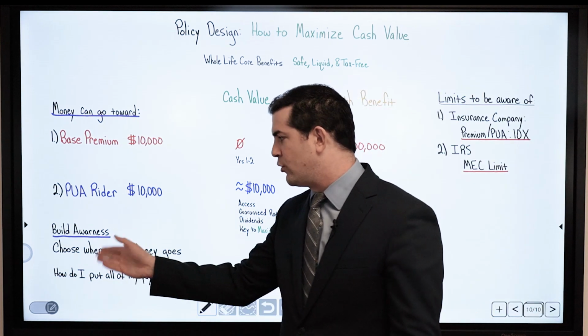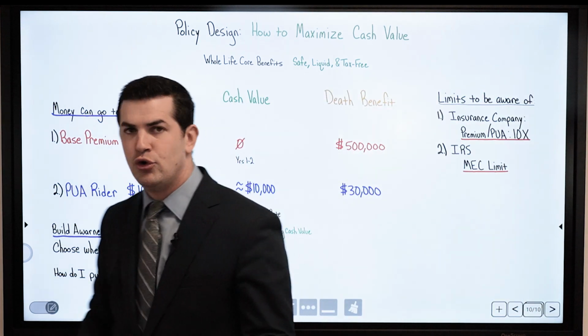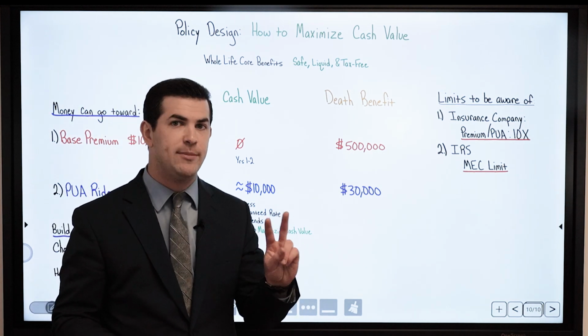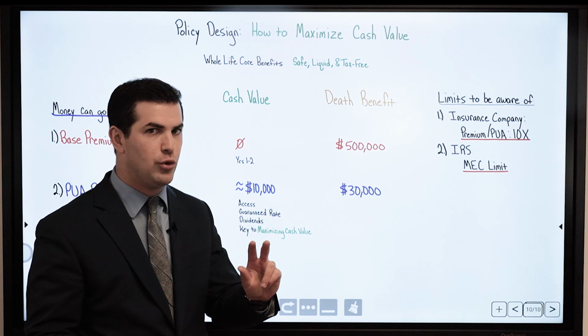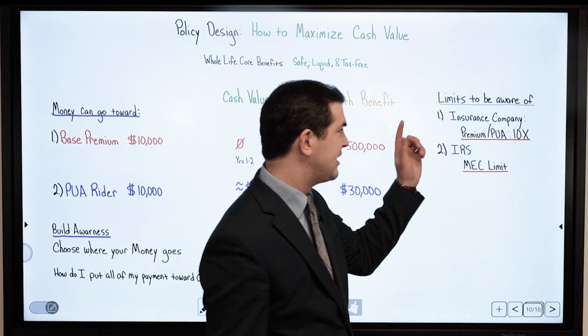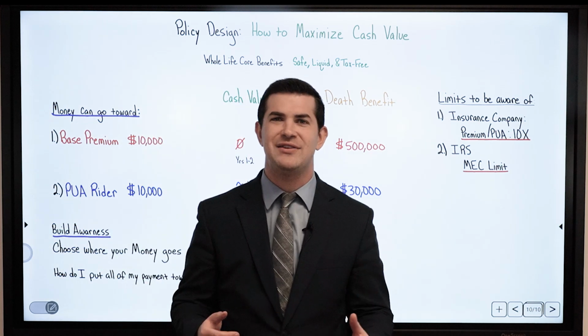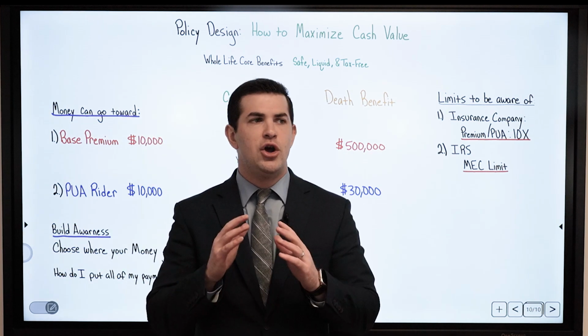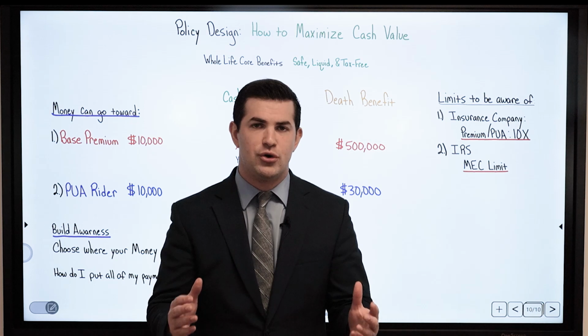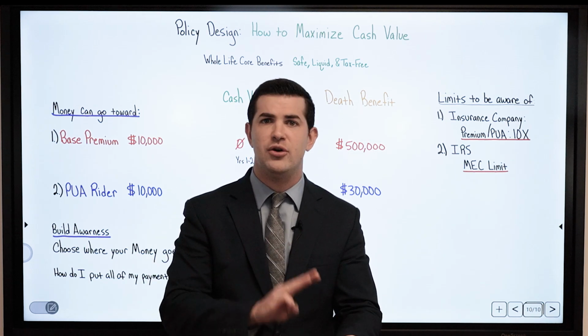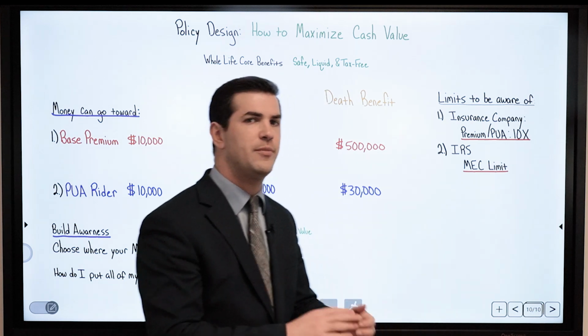The reason why goes to building awareness. We can choose where our money goes, but there are limits to be aware of. Two limits particularly that I want you to be aware of are as follows. I have the insurance company limitations. All insurance companies have different limitations. You'll find with the top insurance companies, your four major mutuals, MassMutual, Guardian, New York Life, Northwestern Mutual.